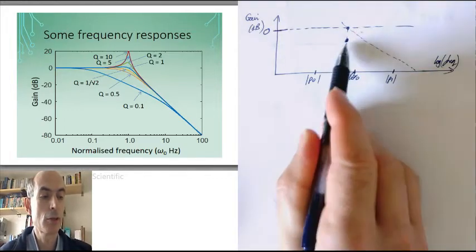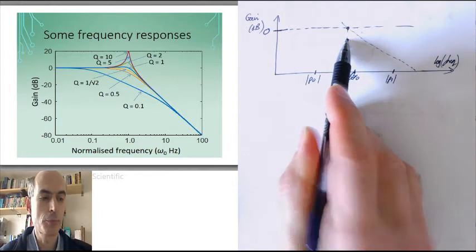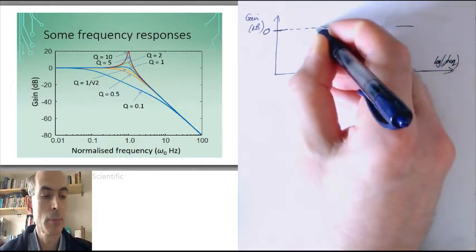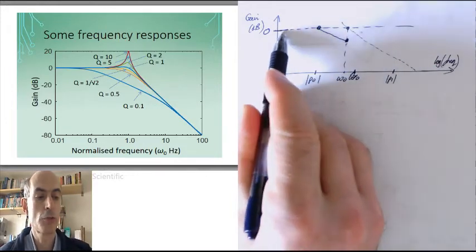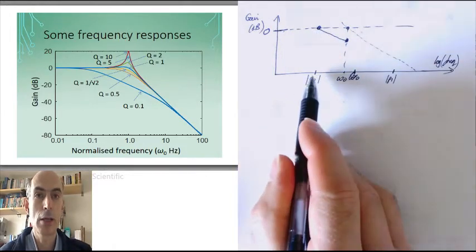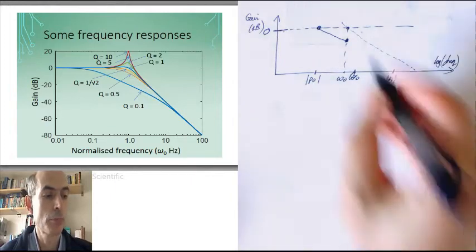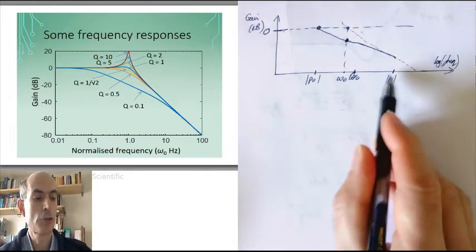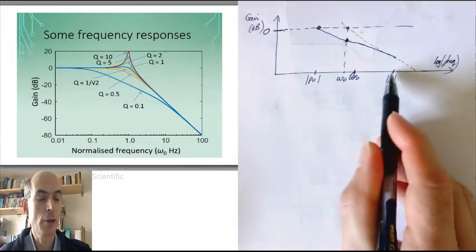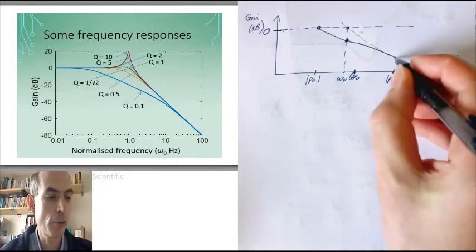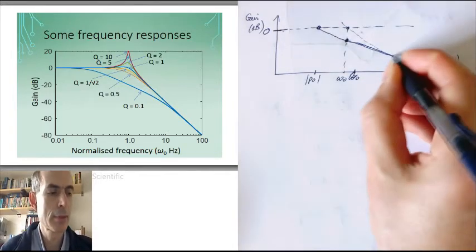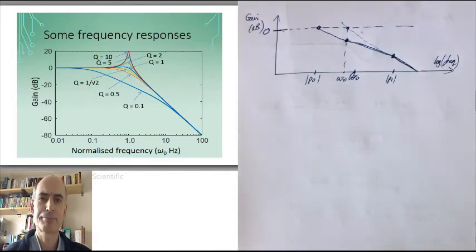Draw a line of gradient 20 dBs per decade through that point. Where it crosses the low frequency asymptote must be the lower frequency breakpoint of the pole, and where it crosses the high frequency asymptote is the higher frequency breakpoint of a pole. Not a brilliant diagram, but hopefully you get the idea.